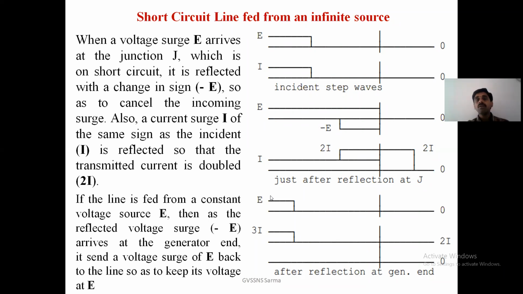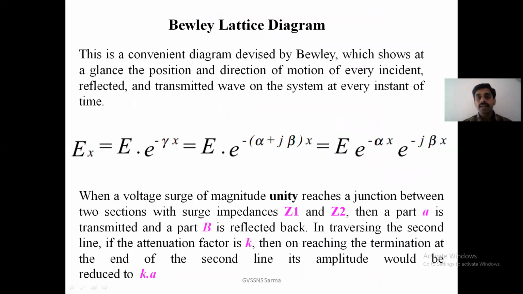Okay, so let us come to the Bewley lattice diagram. Now we have discussed the open circuit line, short circuit line, and the line connected to parallel lines. So many cases we can consider like this. With these expressions and values, it is very difficult to understand how the voltage is rising, how the current is rising. These factors are very difficult to understand with numeric expressions. That's why Bewley has proposed a graphical representation, a convenient diagram to understand at every junction what the voltage is, what the current is, and what the direction is.